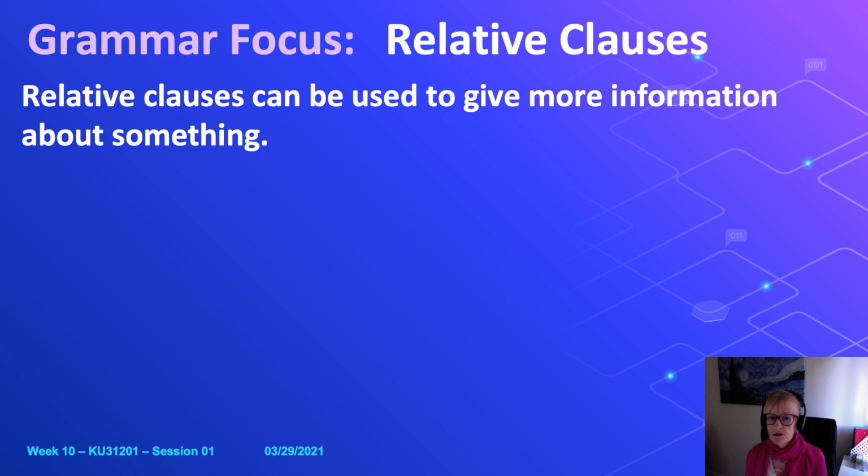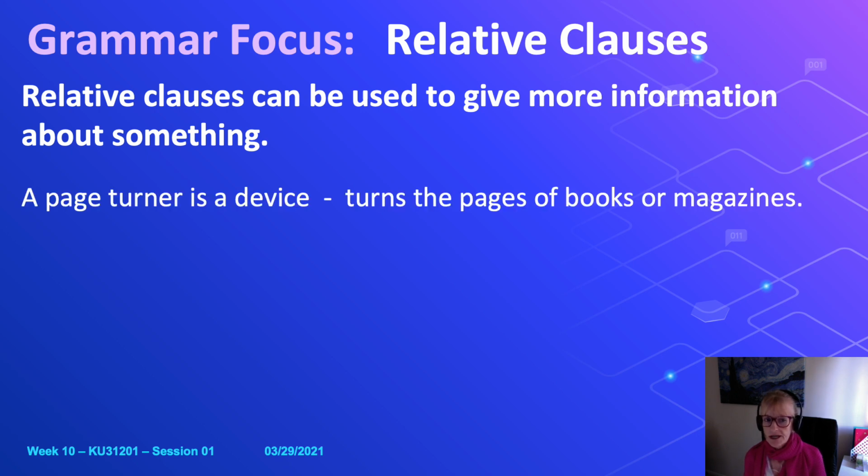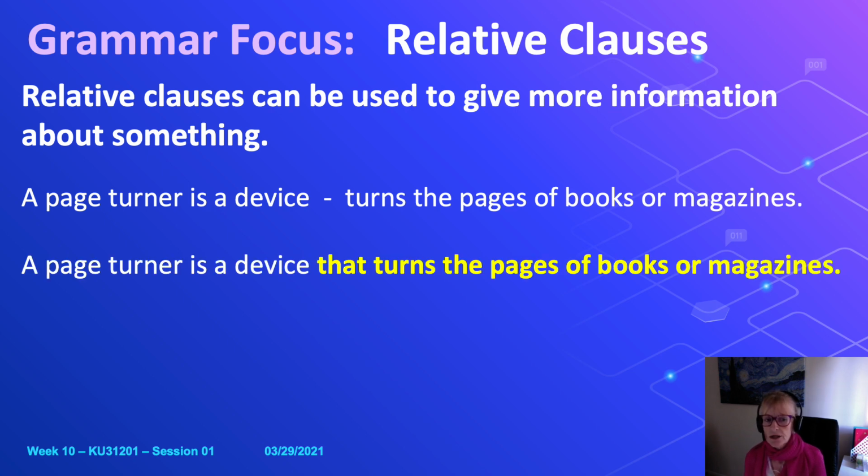We can also use relative clauses to give more information about something in a sentence. So if we have a look here, we've got a page turner is a device. And then we have the extra information telling us what a page turner does. It says it turns the pages of books or magazines. So what we can do is create a relative clause to add to that first part of the sentence to create more information in one sentence. So we've got a page turner is a device that turns the pages of books or magazines.